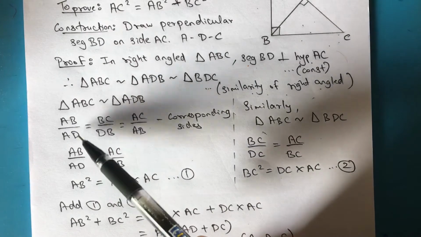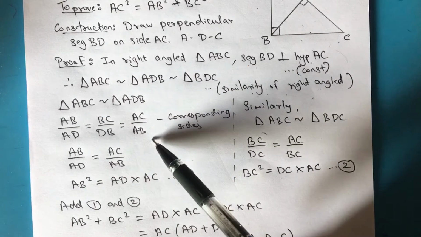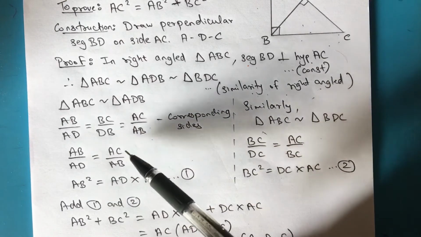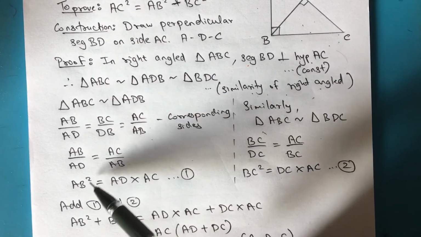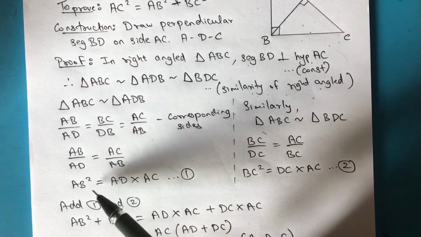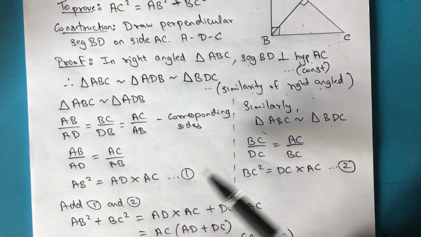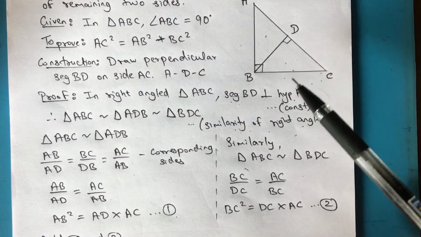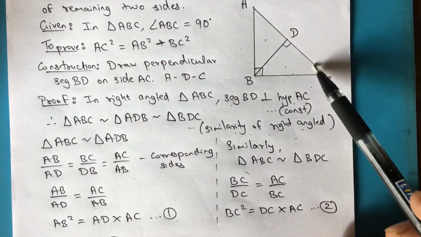So we will take this first and this last. Why? Because we have AB in common. So AB upon AD is AC upon AB. It will get cross multiplied, so we will get AB square as AD into AC. This we will consider as 1. Similarly, what we got is that AB square is AD into AC.